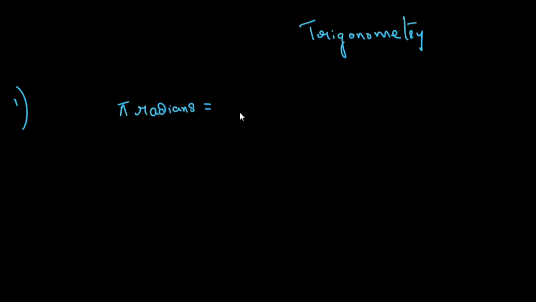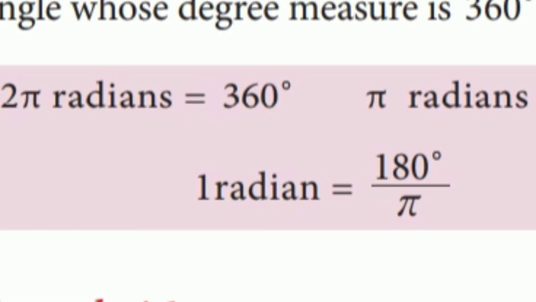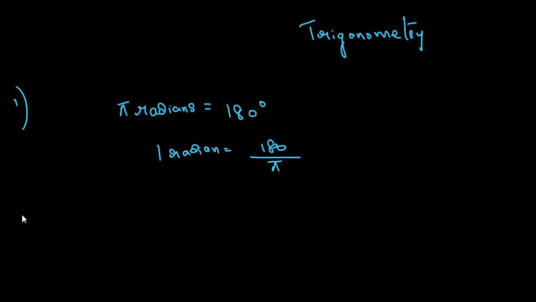In trigonometry, in this chapter, the main concepts. First, we should know the relation between degrees and radians. Pi radians is equal to 180 degrees. That you should know. So, 1 radian is equal to 180 by pi. That is the first concept you should know.